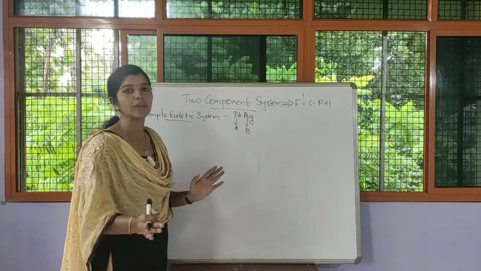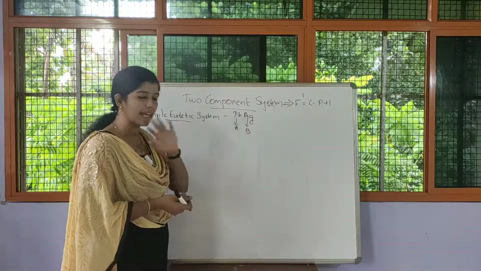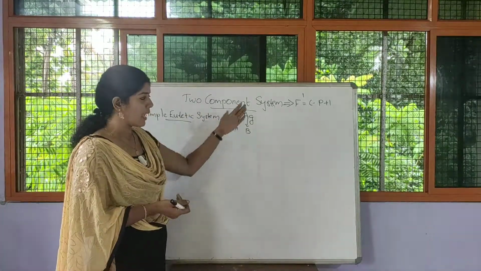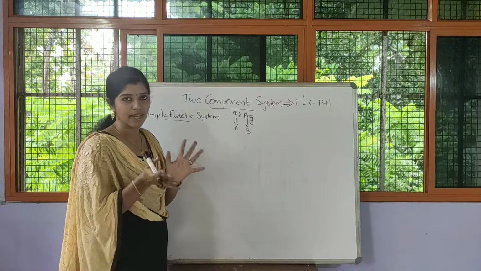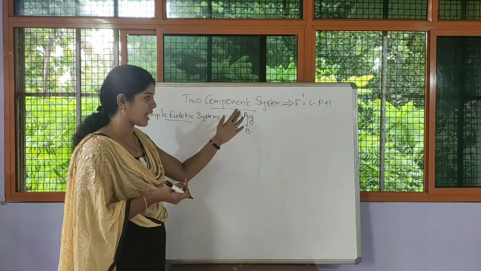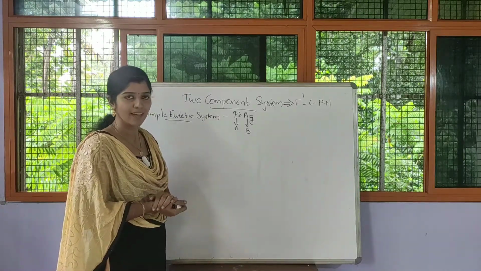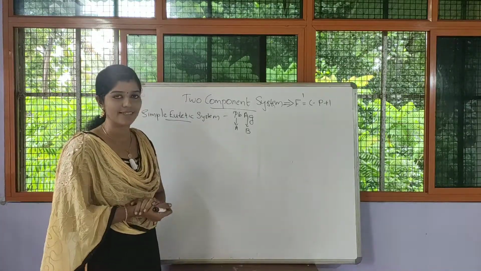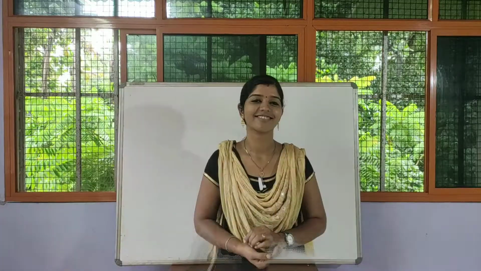Okay. For any eutectic system, if they have given any examples, you can write A as component 1 and B as component 2 and just change the name as per the given example. Okay. So that only we have to do. So this is simple eutectic system phase diagram.